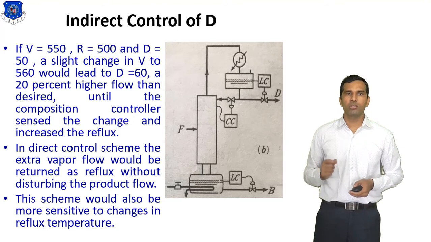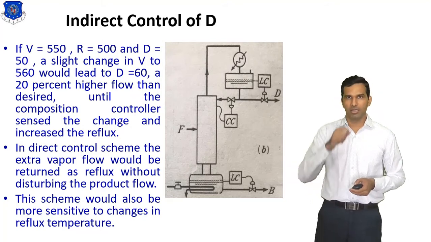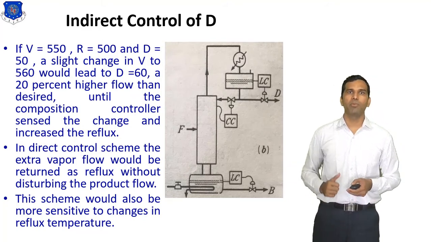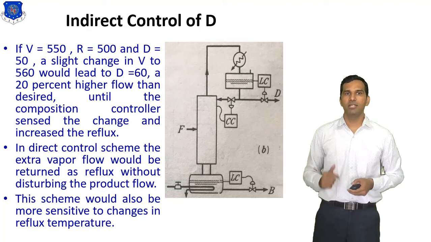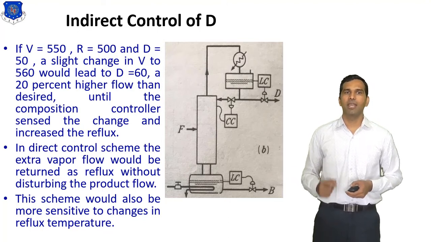This scheme would also be more sensitive to change in reflux temperature. So this is another disadvantage or limitation of indirect control scheme. That means this scheme would be more sensitive to changes in the reflux temperature.